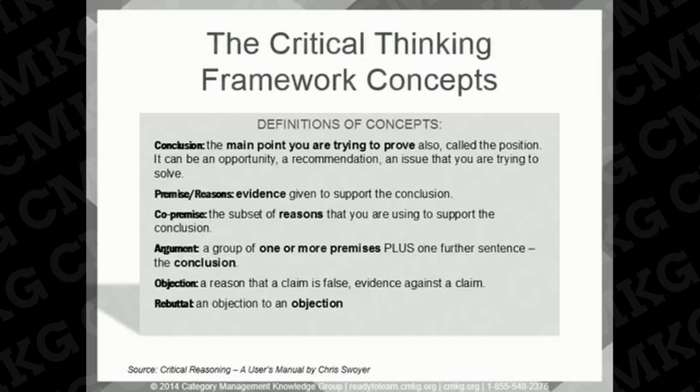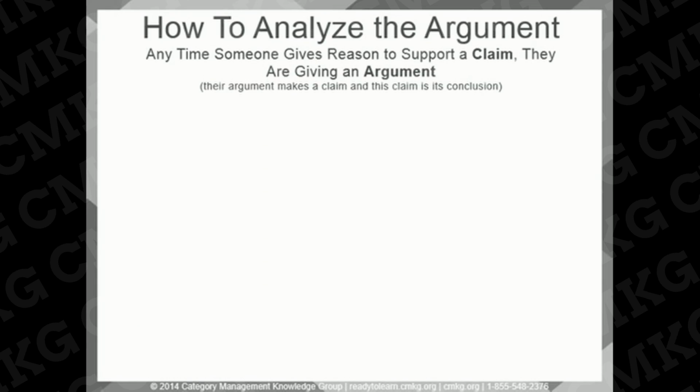Objections are reasons that a claim is false or evidence against a claim. And a rebuttal is an objection to an objection. We're going to go through these concepts in more depth. Whenever someone gives reason to support a claim, they're giving an argument.